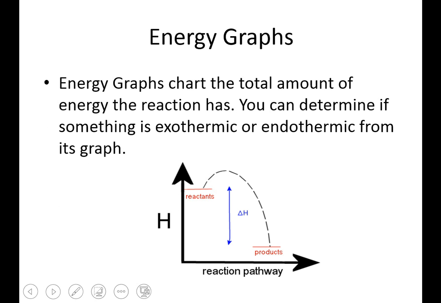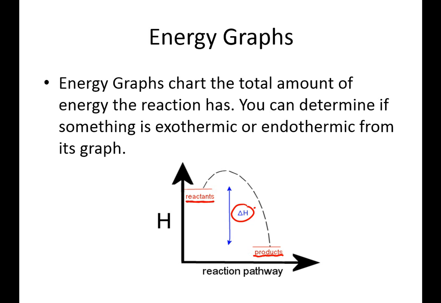And one way that we can represent endothermic or exothermic reactions is using something called an energy graph. Energy graphs chart the total amount of energy that the reaction has from the beginning to the end. Now, you can determine if something is exothermic or endothermic by simply looking at the graph. Now, a couple things to note about the graph. We always have a starting point for what we call our reactants. These are the chemicals that we are mixing together. And we also have an endpoint, which is what we call the product, or what gets produced by the reaction.